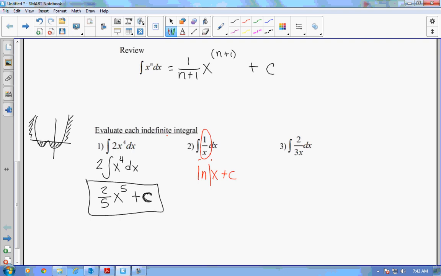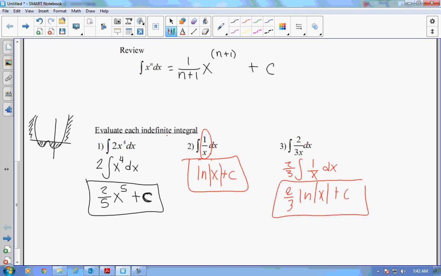And this one is also natural log, because if the 2/3 pops out, then it's just 1 over x again. So it's 2/3 natural log x plus c. Because think of what the natural log function looks like. It's only positive x's.